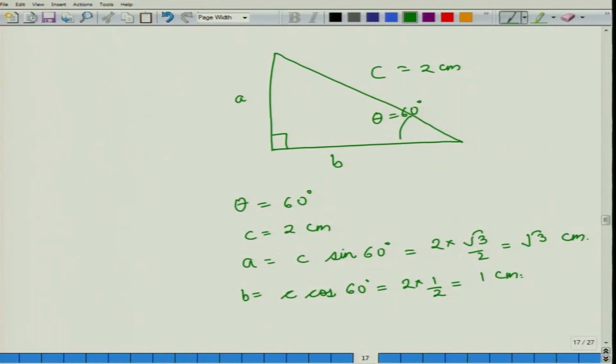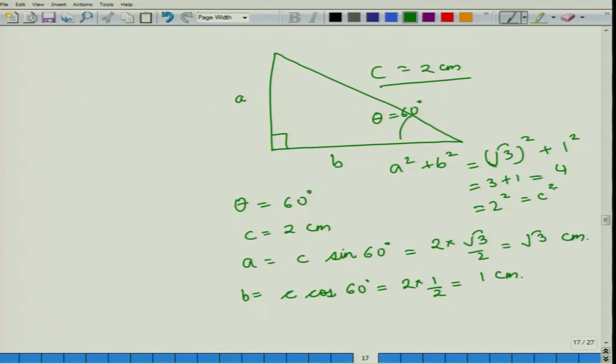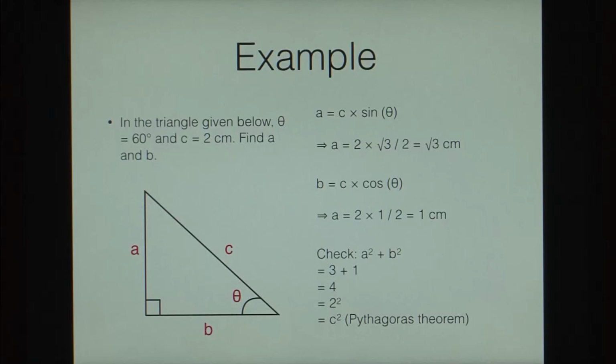Now, how do we know that these values are correct? Well, we again deploy the Pythagoras theorem. So, let us look at a square plus b square. Here it will become root 3 square plus 1 square equals 3 plus 1 equals 4 equals 2 square. Now, c is given as 2 centimeters. So, this is c square. So, now we can check our calculations by this method.